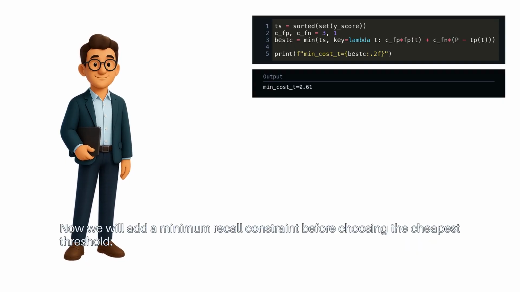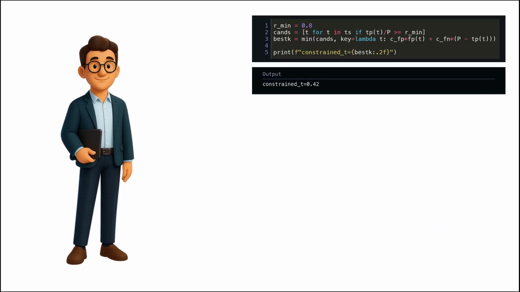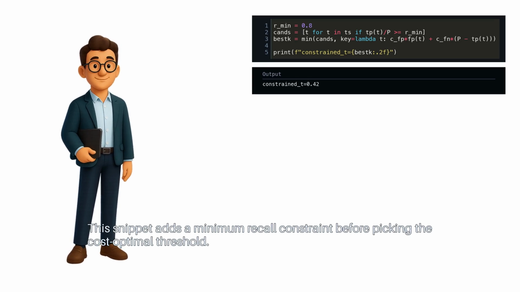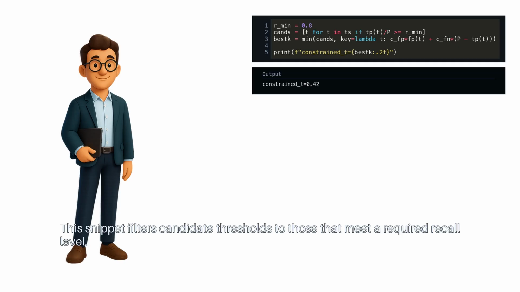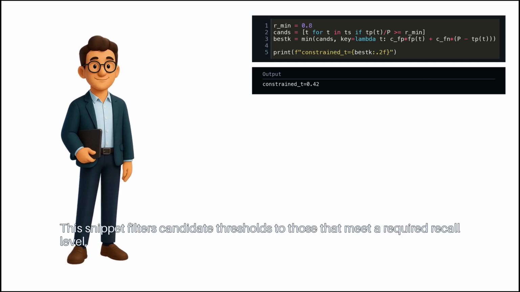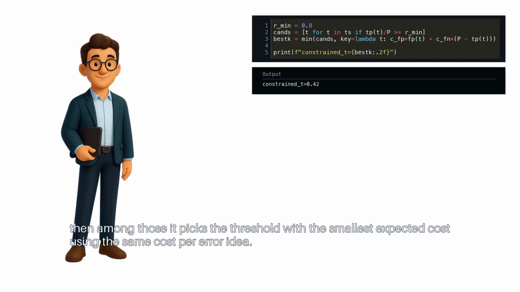Now we will add a minimum recall constraint before choosing the cheapest threshold. This snippet adds a minimum recall constraint before picking the cost-optimal threshold. This snippet filters candidate thresholds to those that meet a required recall level. Then, among those, it picks the threshold with the smallest expected cost, using the same cost per error idea.